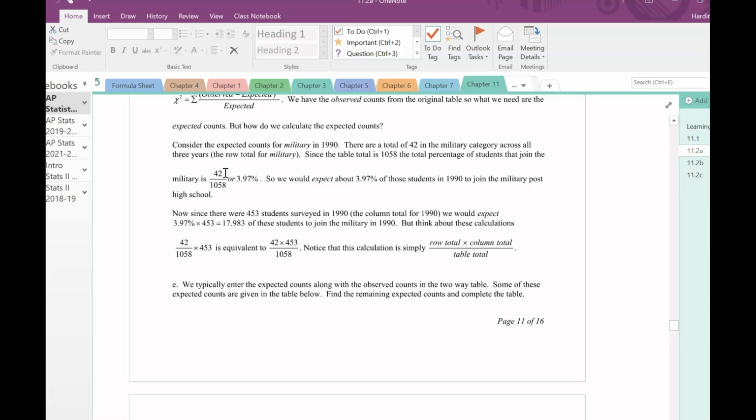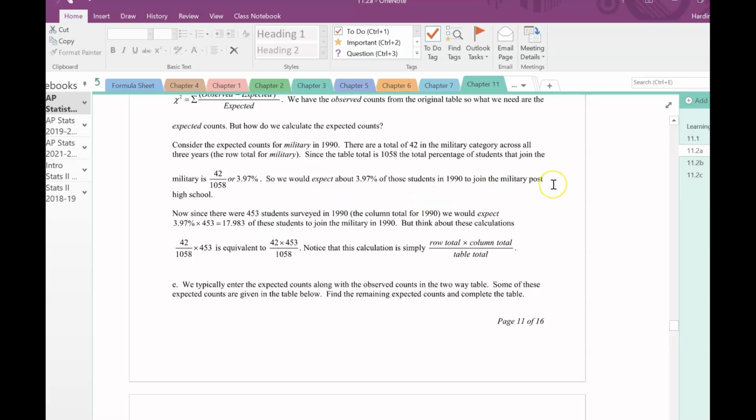We're going to use that percentage to determine our expected counts. So we would expect that 3.97% of those students in 1990 to join the military post-high school. There were 453 students surveyed in 1990. We would expect then 17.983 of these students to join the military in 1990. So we just took the overall count of how many students went to the military out of the total and then applied that proportion specifically to 1990 to get that we would have expected a little less than 18 students to have joined the military.